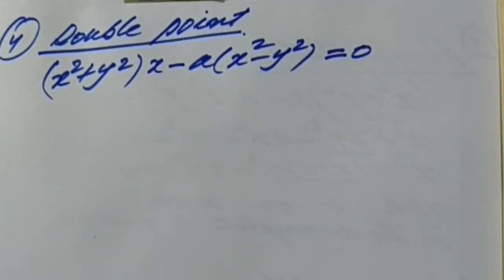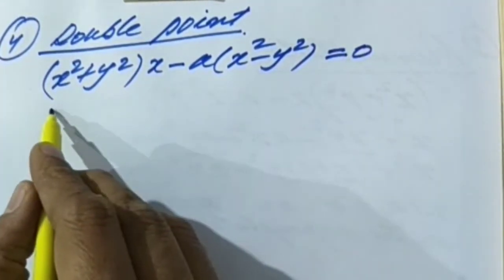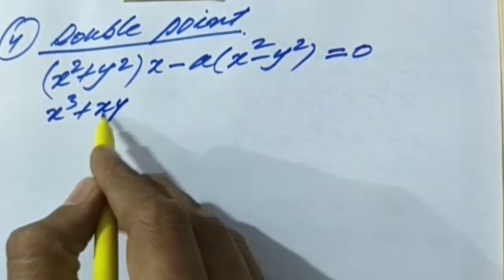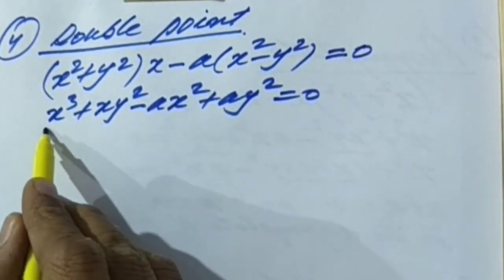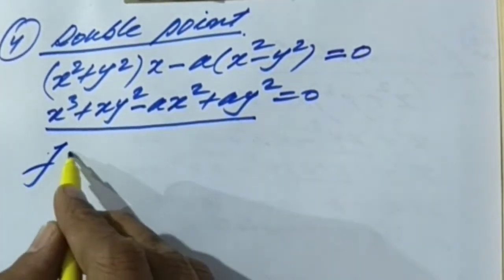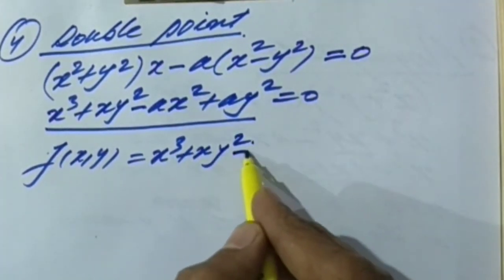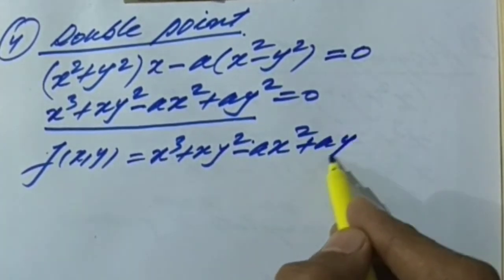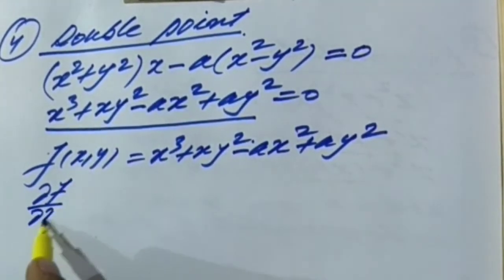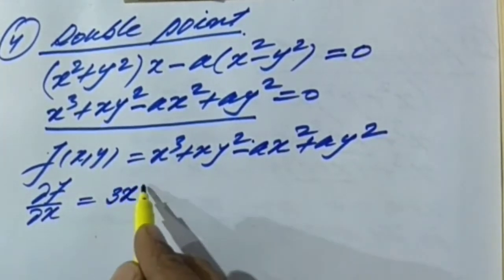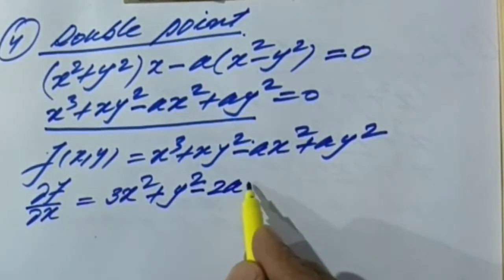Now the next characteristic of the curve which we are going to discuss is double point. For that purpose, we need to first open all these brackets. So we get x cube plus xy square minus ax square plus ay square is equal to 0. And then we have to assume the whole left hand side as f(x, y). So f(x, y) is equal to x cube plus xy square minus ax square plus ay square. Now we have to differentiate it with respect to x partially. So we get del f over del x is equal to 3x square plus y square minus 2ax.